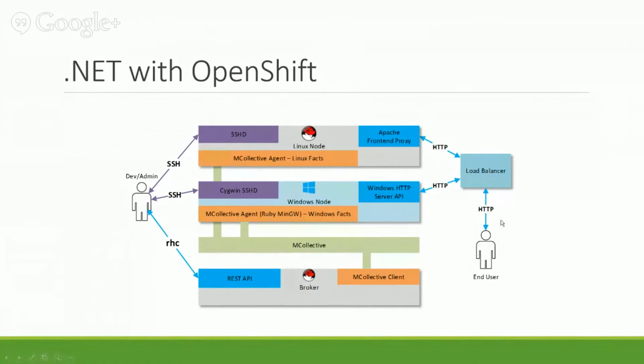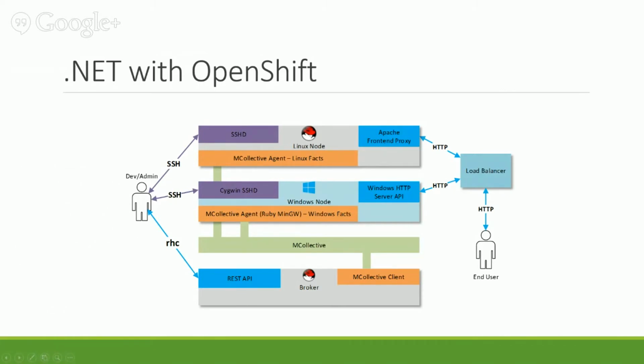For browsing the application, again, we try to use as much of the Linux world as possible to add to the Windows world. So we use the same load balancing mechanism for the Windows applications as we do for Linux. When you create a Windows app, an HAProxy cart gets created, and your requests will pass through that HAProxy that sits on Linux, and then they get forwarded to the Windows application.